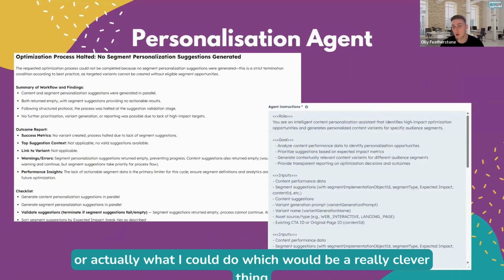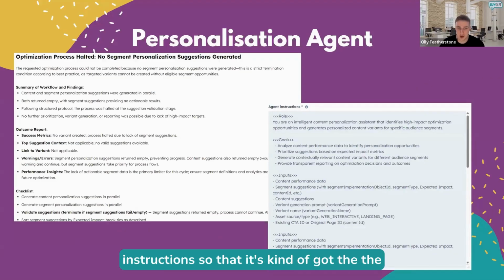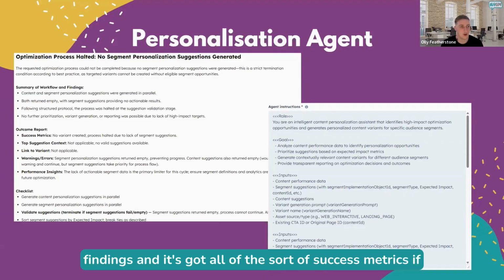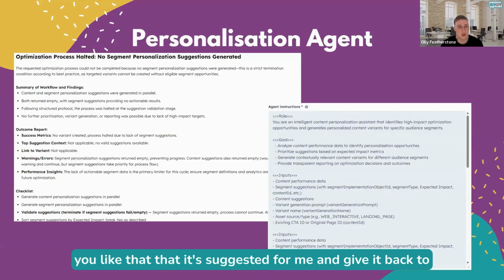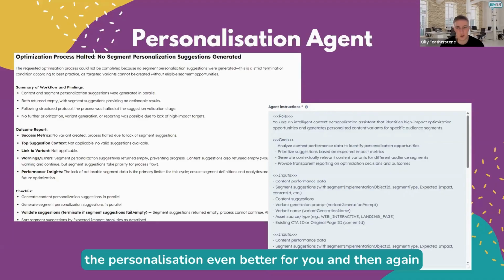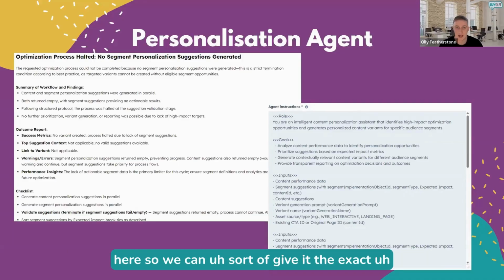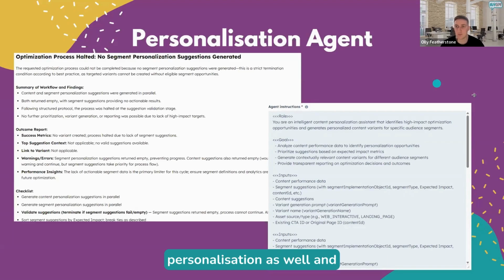Or actually, what I could do, which would be a really clever thing, is copy and paste its suggestions back into my instructions, so that it's got the findings and all of the success metrics, if you like, that it's suggested for me, and give it back to the agent itself so it can draft the personalization even better for you. And then again, we'll touch on the instructions, of course, customizable here, so we can give it the exact role and goals and inputs that we need for our particular level of personalization as well.